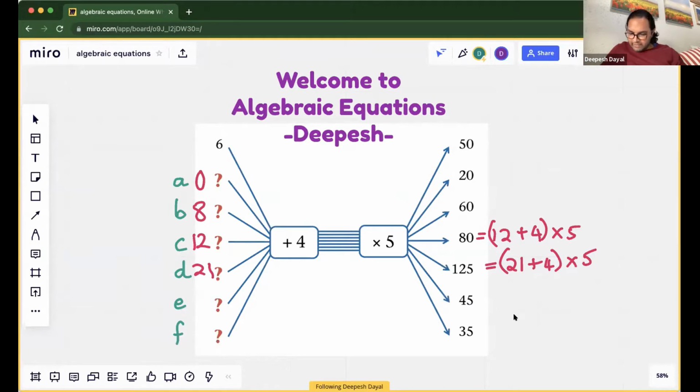I'm getting lots of 5s there. 5, 5, 5. Everybody agree with 5? So we've got 5 plus 4 times 5. So 9 times 5 is 45.